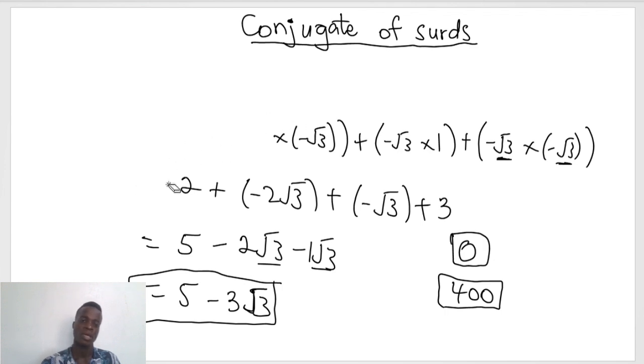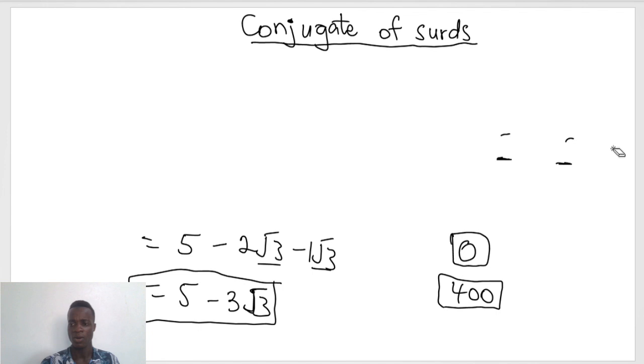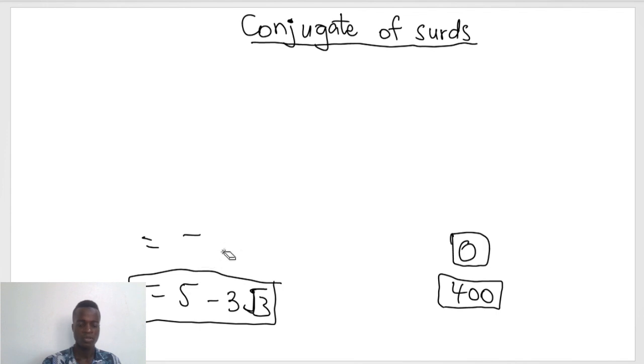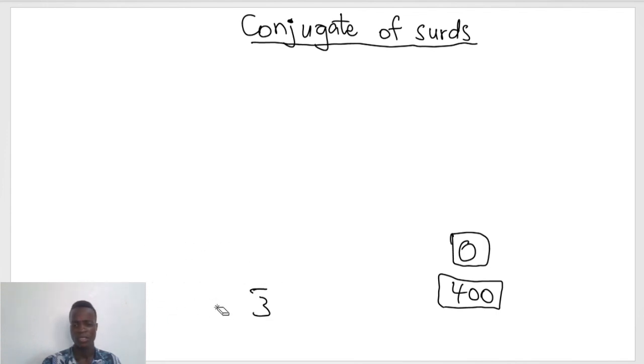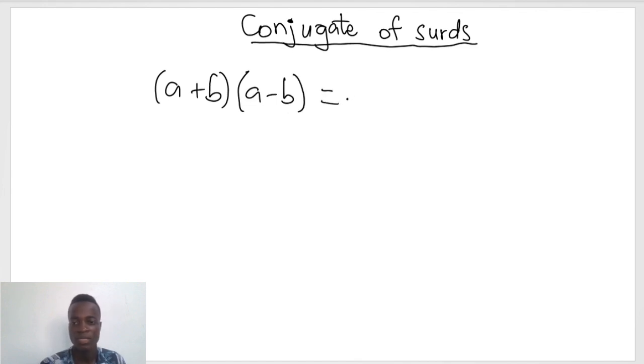Let's remember the difference of two squares. I don't know if you've heard of it before, but don't worry, I'll talk about it in a bit. This is just a concept we use generally in mathematics. For example, if you have a plus b in one bracket, multiplying another bracket a minus b, the result will just be a squared minus b squared.